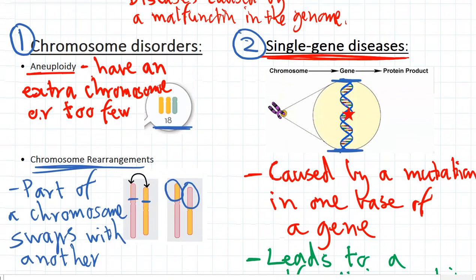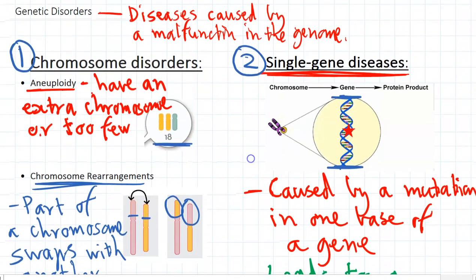Okay, so they're the three main types of ways that your genome can go wrong and cause a disease.